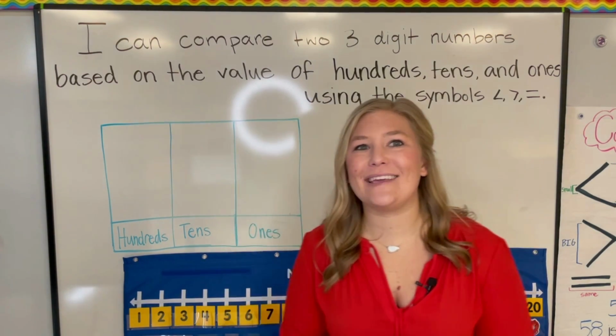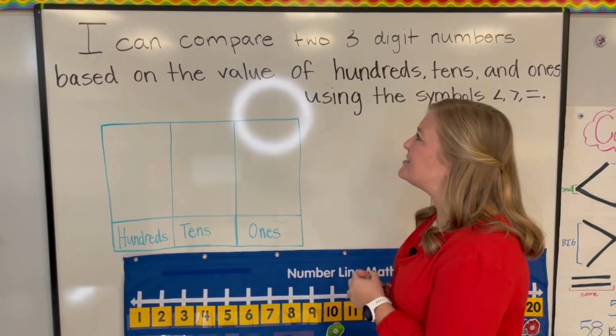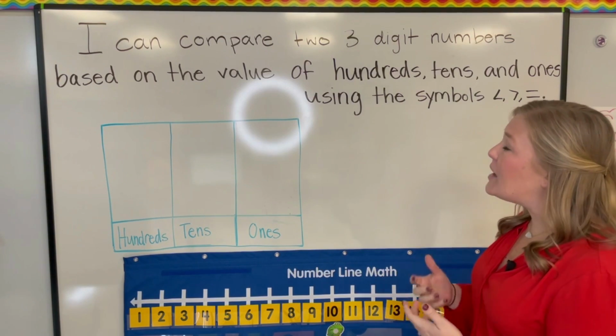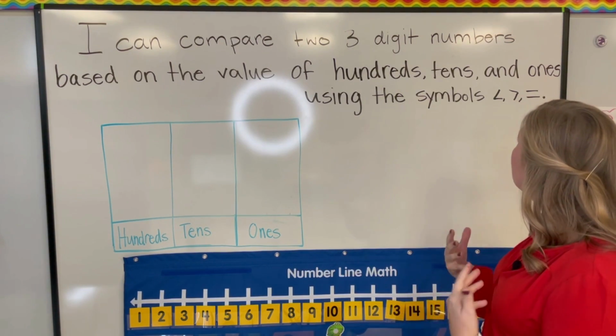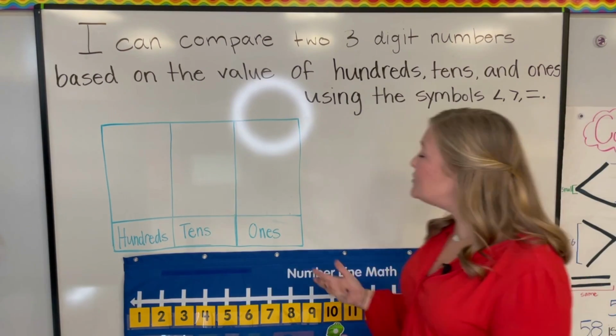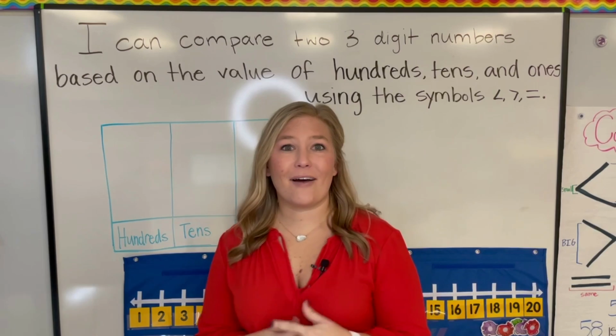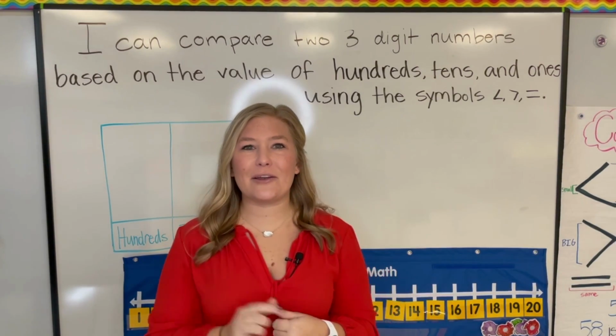First, we talk about our I can statement. Our I can statement says, I can compare two three-digit numbers based on the value of hundreds, tens, and ones using the symbols greater than, less than, and equal to. All right, let's break that apart just to make it a little bit easier.